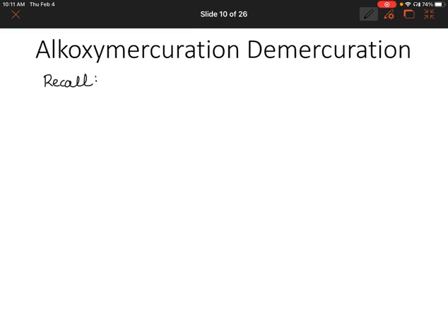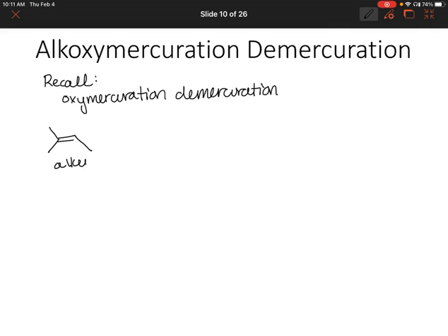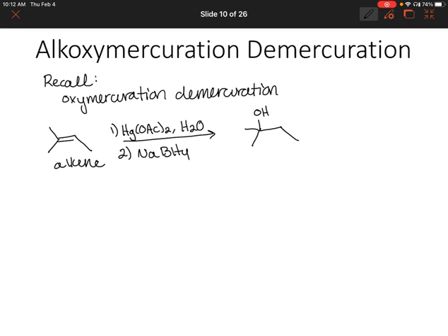So let's recall that for oxymercuration-demercuration, if we had an alkene and we added mercury acetate and water, followed by sodium borohydride, we would end up with an alcohol, again on the more substituted carbon.